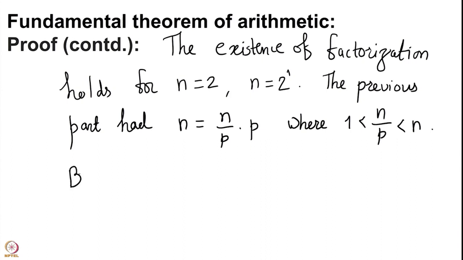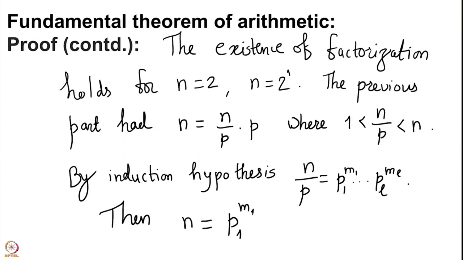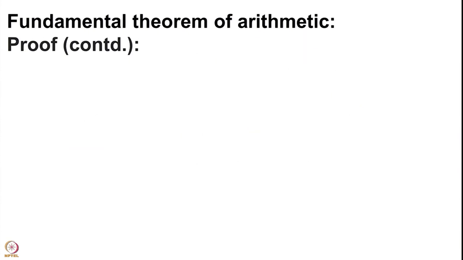So, by induction hypothesis, n by p admits a prime factorization. Okay, and then you simply multiply by p, then n is p1 power m1 ... pl power ml into p. Once we have such a factorization, you can easily arrange these primes into increasing order, and then we are really done.